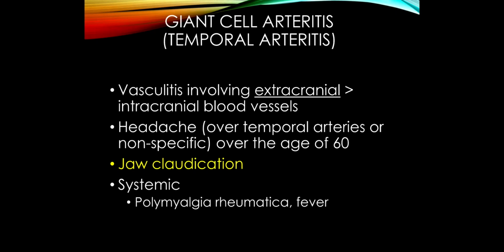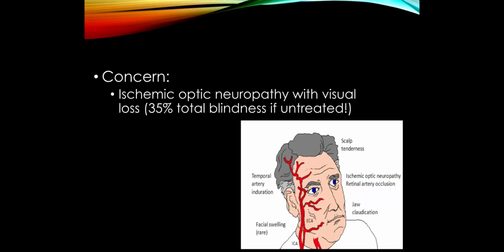Okay, because this is a vasculitis, there can be some systemic features like polymyalgia rheumatica, a diffuse achy pain throughout, usually with low energy, and there may be a low-grade fever that goes along with that. The biggest concern, just like with idiopathic intracranial hypertension, is that these patients can have permanent visual loss. Untreated, you can see that 35% of patients will go completely blind with this. So frequently when we're considering giant cell arteritis, we often bring these patients into the hospital and make the diagnosis while they're an inpatient so that we get things addressed right away.